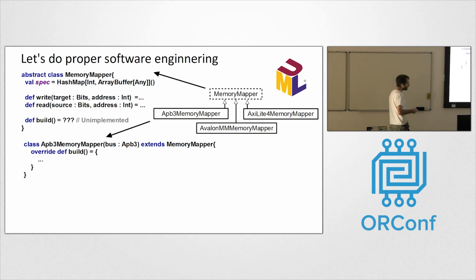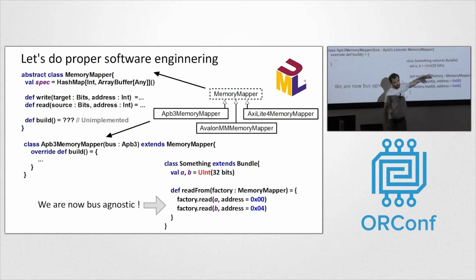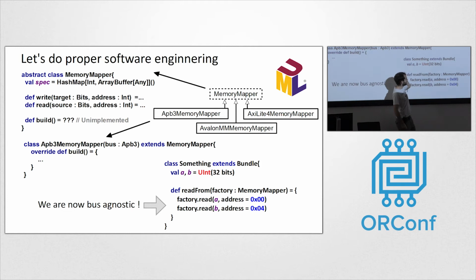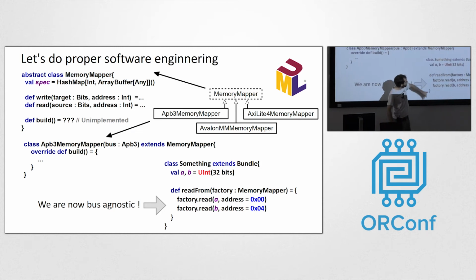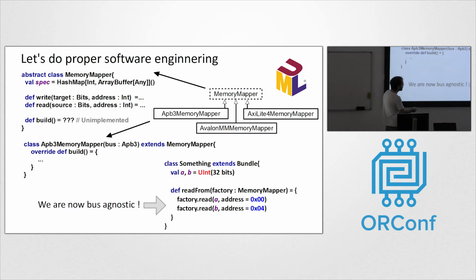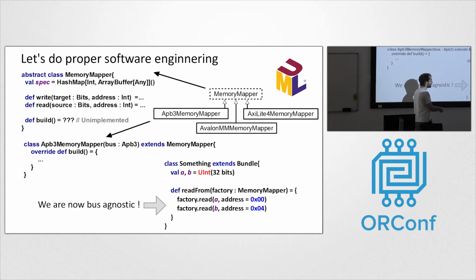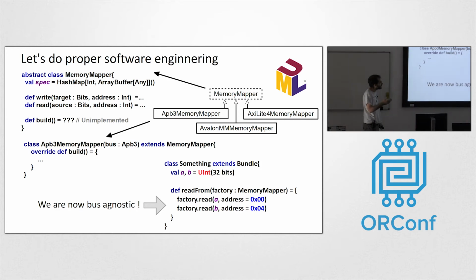And it really makes sense because, for instance, imagine you define a data structure named something. A data structure in SpinalHDL is something which extends a Bundle. Let's say in our bundle we have A and B signals. Now we can add a function inside this bundle to make this data structure readable from a given memory mapper. It can be a data structure, but it can be a whole peripheral. You can call a single function and give whatever memory mapping tool you want, and it will work on APB, on Avalon, or whatever you want. So we are bus agnostic.